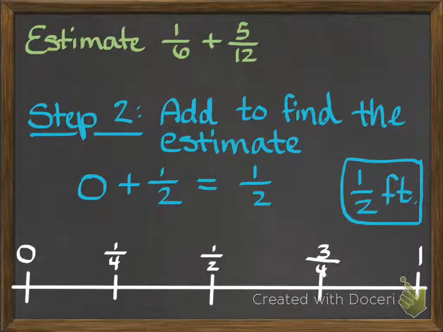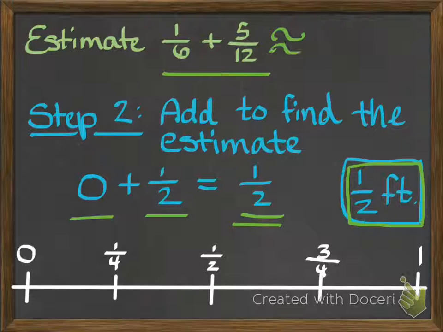Step 2. You're going to add to find the estimate. So remember, I changed 1/6 to 0, and I changed 5/12 to 1/2. Okay, and just add those numbers together. 0 plus 1/2, well, that equals 1/2. So my answer is going to be that it's close to 1/2 of a foot. That 1/6 plus 5/12 up here at the top is close to 1/2 of a foot. Okay? And that's all you have to do. You just replace it with the nearest 0, 1/2, or 1 whole, and then add.